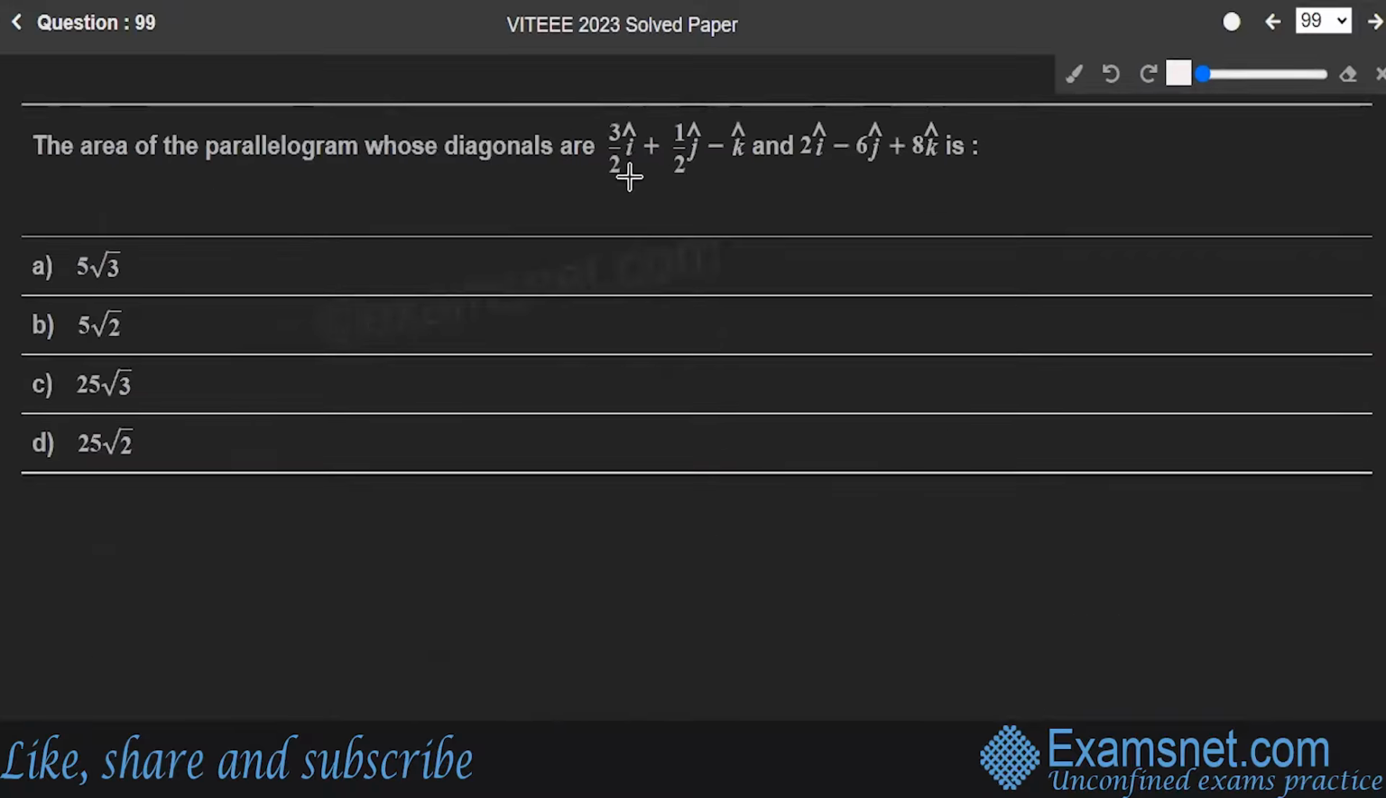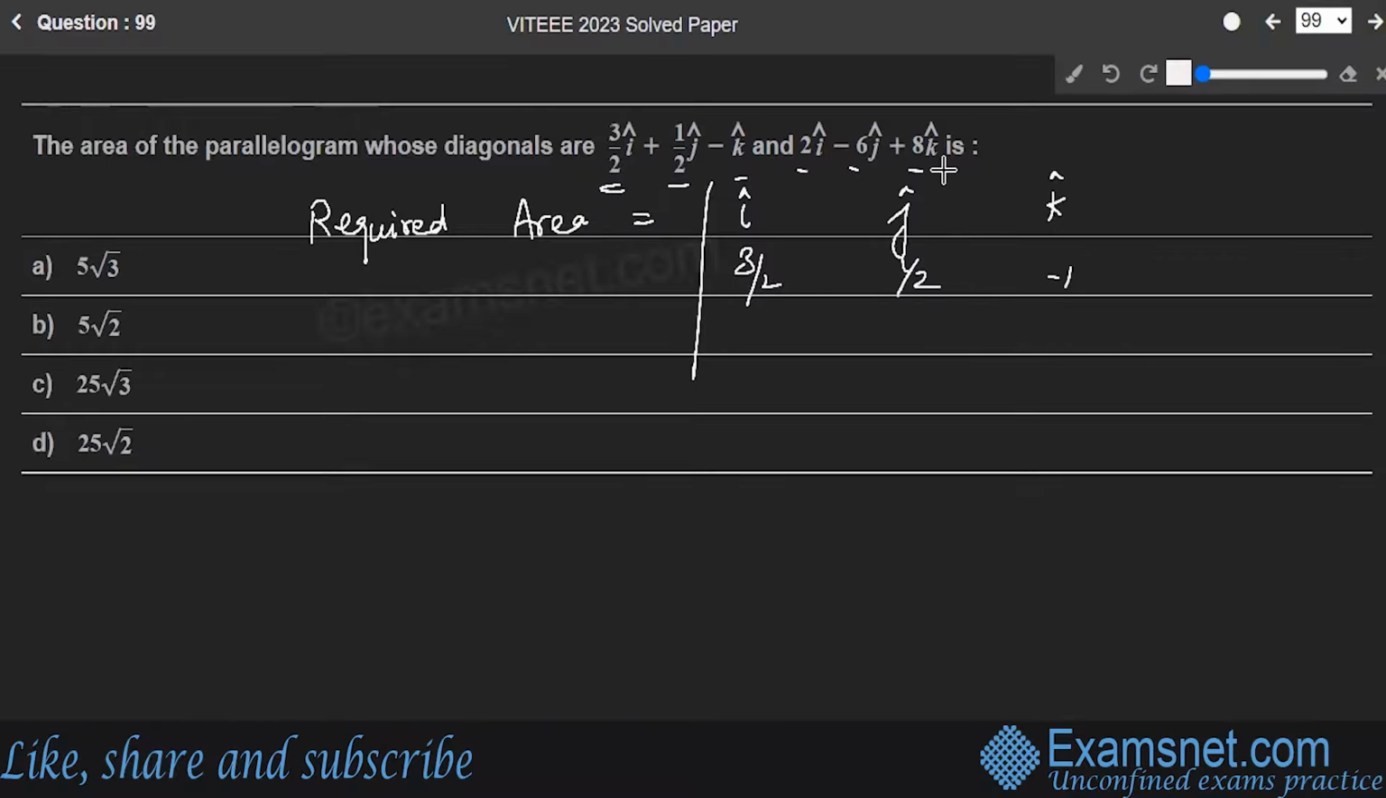Next is 99th question. The area of the parallelogram whose diagonals are given by this is. All right. So you're given the two diagonals of the parallelogram. Required area can be very easily found using the determinant method. So required area will be given by i, j, k, then 3, 1, 2, then 1, minus 1, 2 and minus 6, 8. Right? Let's find the determinant. You have i cap.